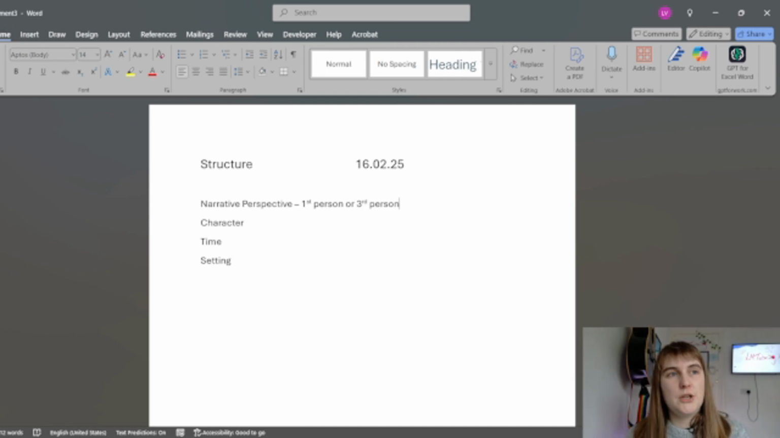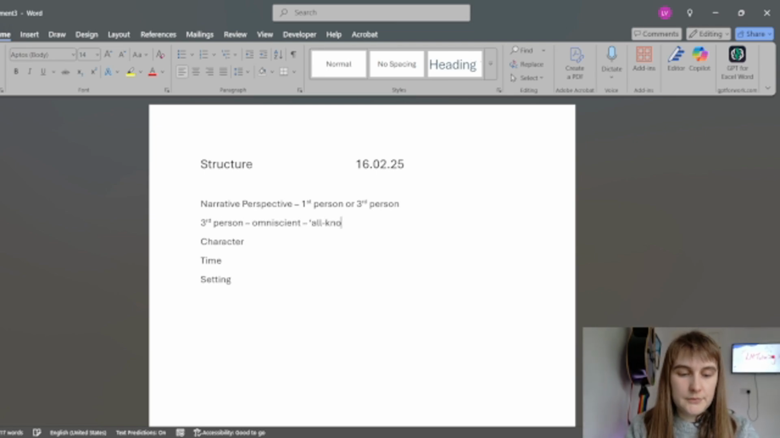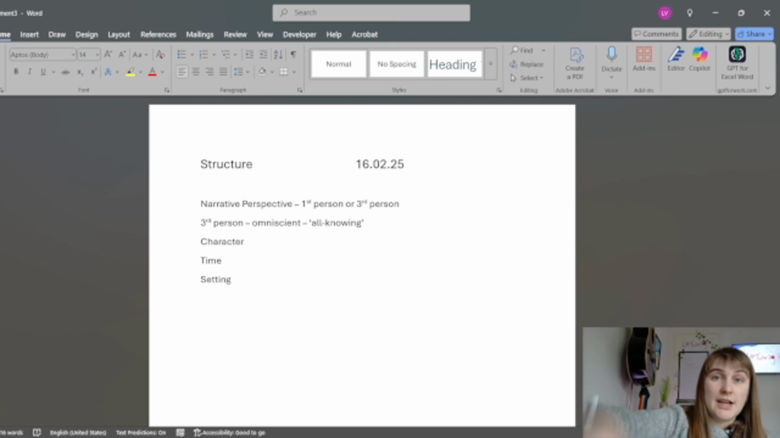So often third person is an omniscient narrator. Omniscient means, I'll just write this down. So third person could be omniscient, which means all-knowing. So it's almost like a godlike figure talking about the characters. And that creates a different perspective than someone who's actually in the story themselves, so a character themselves. A third person could be a character within the narrative.